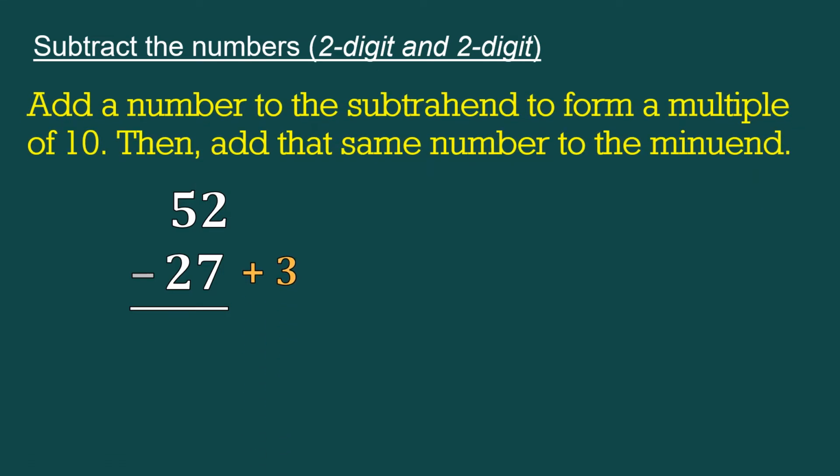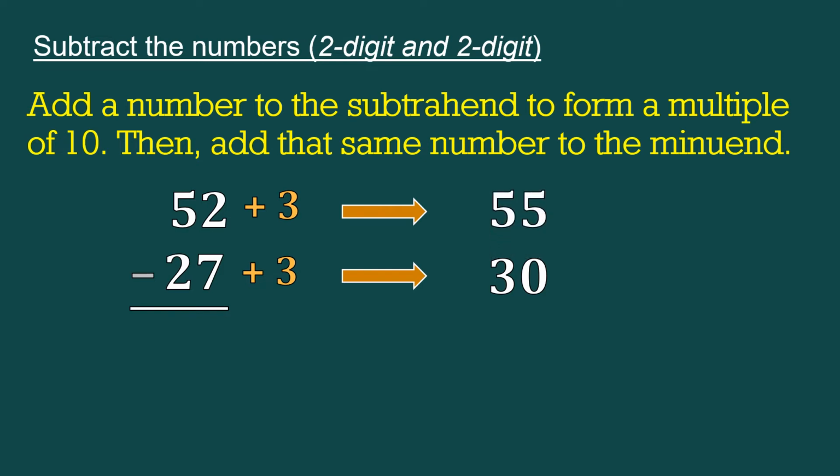Subtract the numbers with a 2-digit minuend and a 2-digit subtrahend. We have 52 minus 27. First, we add the number to the subtrahend to form a multiple of 10. 27 plus 3 makes 30. We add 3 to the minuend. 52 plus 3 makes 55.